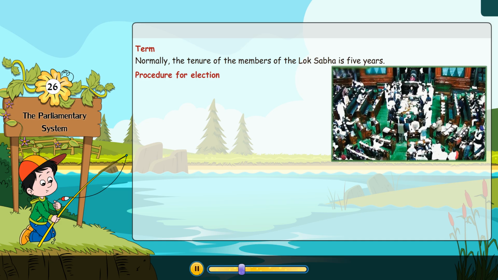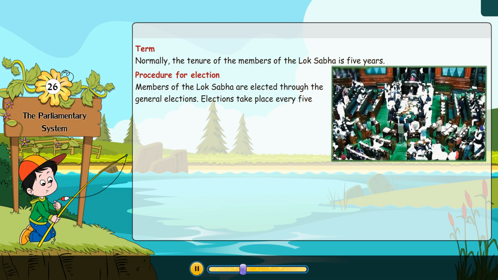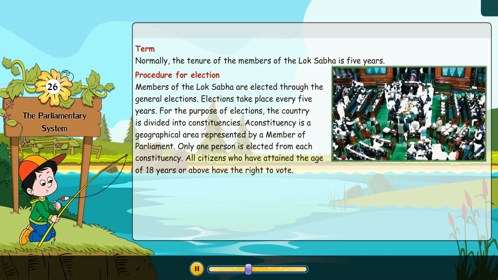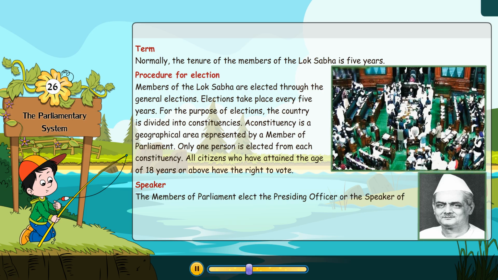Procedure for election. Members of the Lok Sabha are elected through the general elections. Elections take place every 5 years. For the purpose of elections, the country is divided into constituencies. A constituency is a geographical area represented by a member of parliament. Only one person is elected from each constituency. All citizens who have attained the age of 18 years or above have the right to vote. Speaker. The members of parliament elect the presiding officer or the speaker of the Lok Sabha from among themselves. The speaker is chosen from the ruling party.